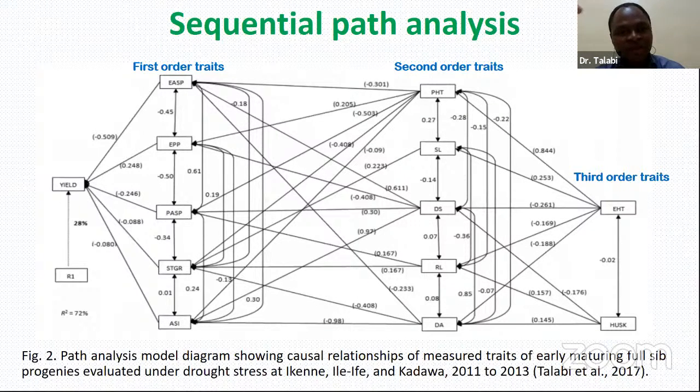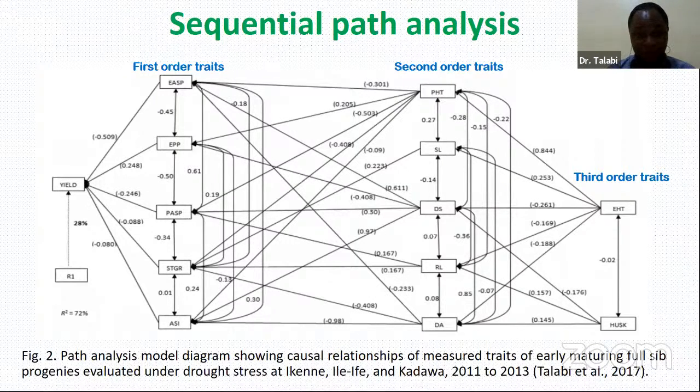And we observed also that apart from those traits, there are some other traits that are in the second order category, which were also making contributions indirectly to grain yield through the first order traits. Now, lastly, we still have some third order traits that were making contributions through the second and first order traits. Indirectly, they are still affecting the grain yield. So here we are able to see at a glance the different contributions of the traits, and then they were also organized in categories of importance.